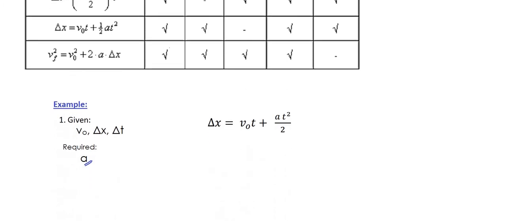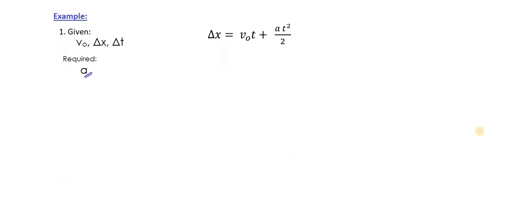Okay, so I have here an example. The givens in the problem are the following. Okay, say for example, the givens are the initial velocity, the change in displacement, and the change in time. And you are asked to find the acceleration. So we'll be using equation 7. Okay, this is equation 7. From this, we can derive your formula for acceleration.